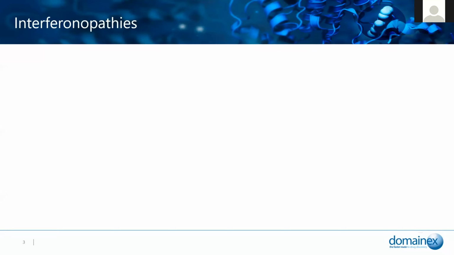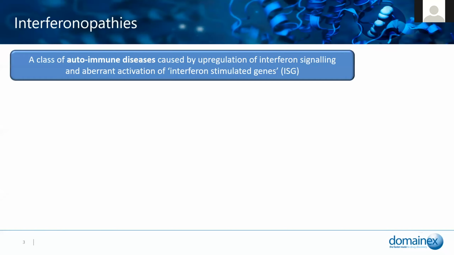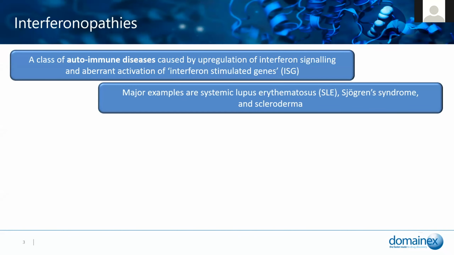The program I'm describing today was aimed at a group of inflammatory diseases known collectively as interferonopathies. This is a class of autoimmune diseases which are caused by upregulation of interferon signaling, and that leads to inappropriate activation of what's called interferon-stimulated genes, many of which are pro-inflammatory mediators. And major examples of these so-called interferonopathies are systemic lupus erythematosus, Sjögren's syndrome, and scleroderma.